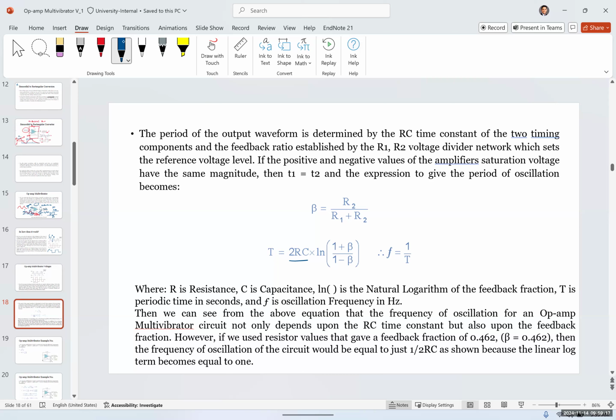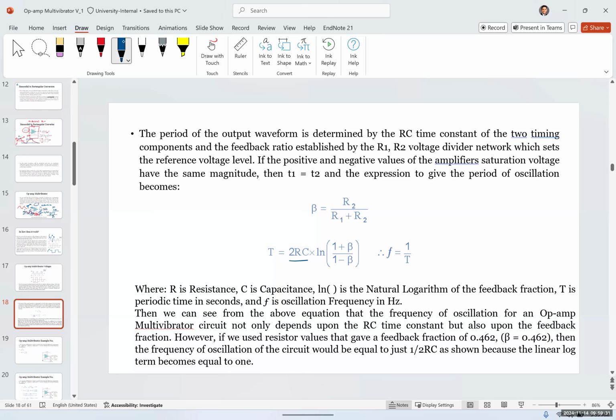However, if we use resistor values that give a feedback fraction of 0.462, then the frequency of oscillation of the circuit would be equal to just 1 over 2RC, as shown, because the natural log term becomes equal to 1. So you're going to have a rectangular symmetrical output in the system.